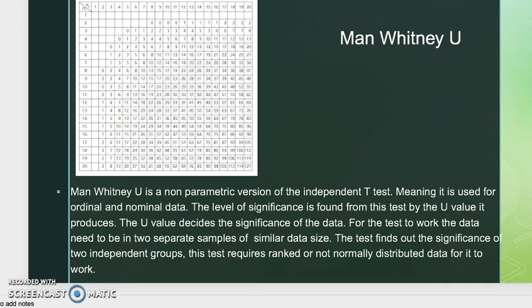Mann-Whitney U. Mann-Whitney U is a non-parametric version of the independent t-test, meaning it is used for ordinal and nominal data. The level of significance is found from the test by the U-value it produces. The U-value decides the significance of the data. For the test to work, the data needs to be in two separate samples of similar data size. The test finds out the significance of two independent groups. This test requires ranked or normally distributed data for it to work.